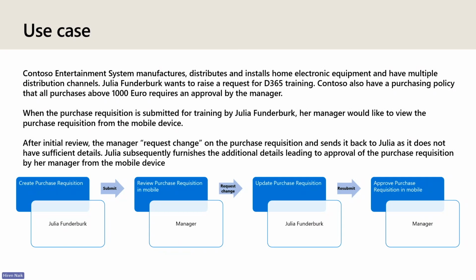So when the purchase requisition is submitted for training by Yulia, her manager would like to view the purchase requisition from the mobile device. After initial review, the manager will request a change on the purchase requisition and send it back to Yulia as it does not have sufficient details. Yulia subsequently furnishes the additional details, leading to the approval of the purchase requisition by her manager from the mobile device itself. So let's see this use case in action.